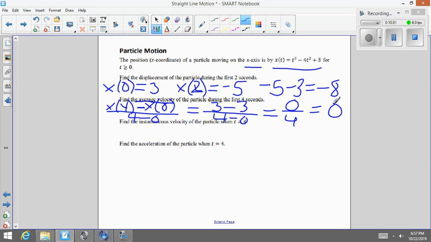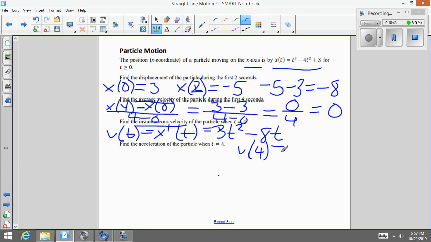Okay, let's look at the next one. Find the instantaneous velocity of the particle when t equals 4. So remember, instantaneous velocity means derivative because you're finding slope at a point. Okay? You're finding the rate of change at a single point. So to find the velocity, we will find the derivative of x of t. Okay, so this is just power rule. So we'll get 3t squared minus 8t, and then we'll just plug in 4.